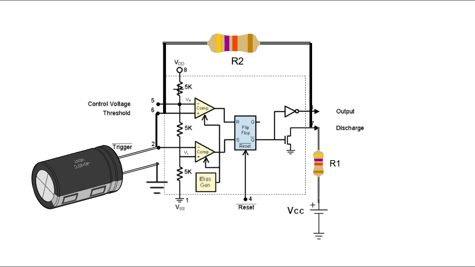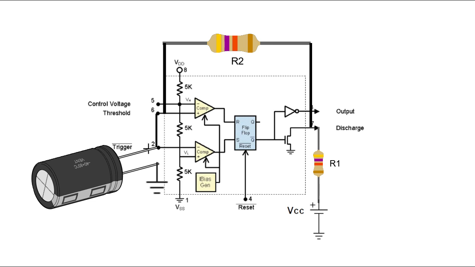The reference voltage at this point will be 2/3 VCC because there are three resistors of equal values. So the reference voltage here will be 2/3 VCC, or VDD in this case, whereas the trigger reference voltage will be 1/3 VCC. The trigger voltage and the threshold voltage will be compared against these voltages, and the comparator activates the R and S pins of the RS flip-flop accordingly.